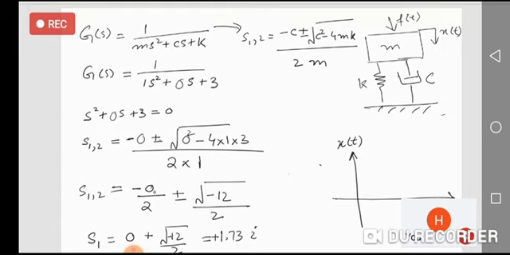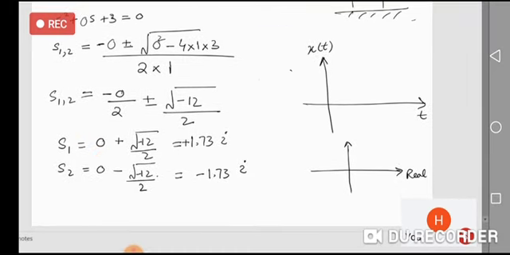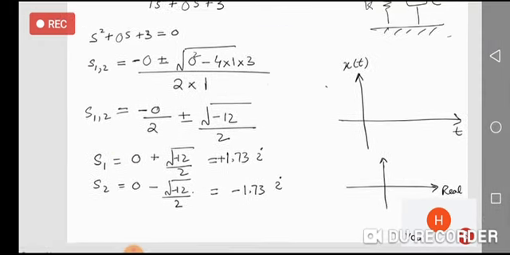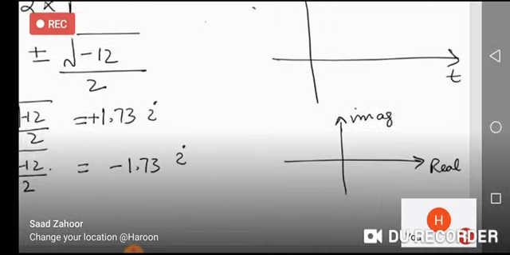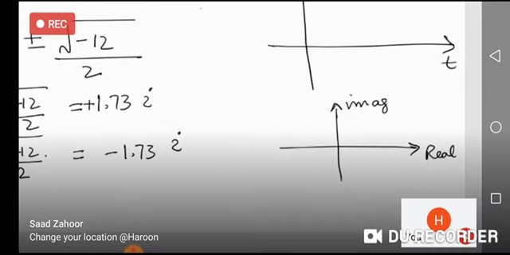Now let's plot these two roots on the complex plane. ठीक है? This is real. This is not the response plot. This is the pole zero plot. इसे कहते हैं roots plot. And this is the imaginary plot. ठीक है?